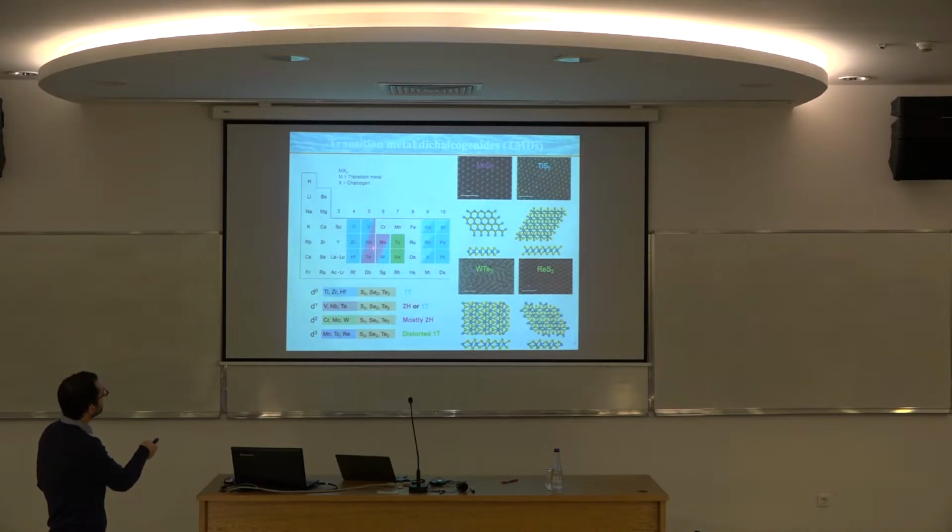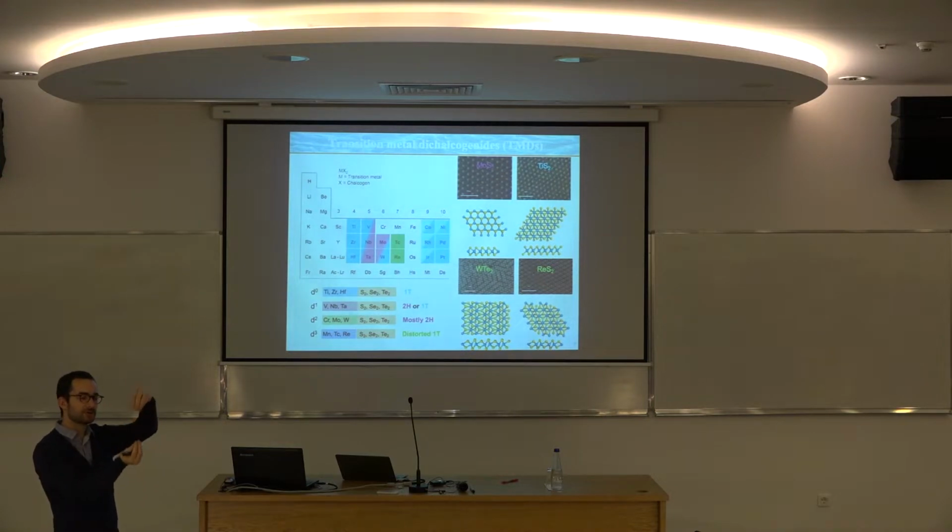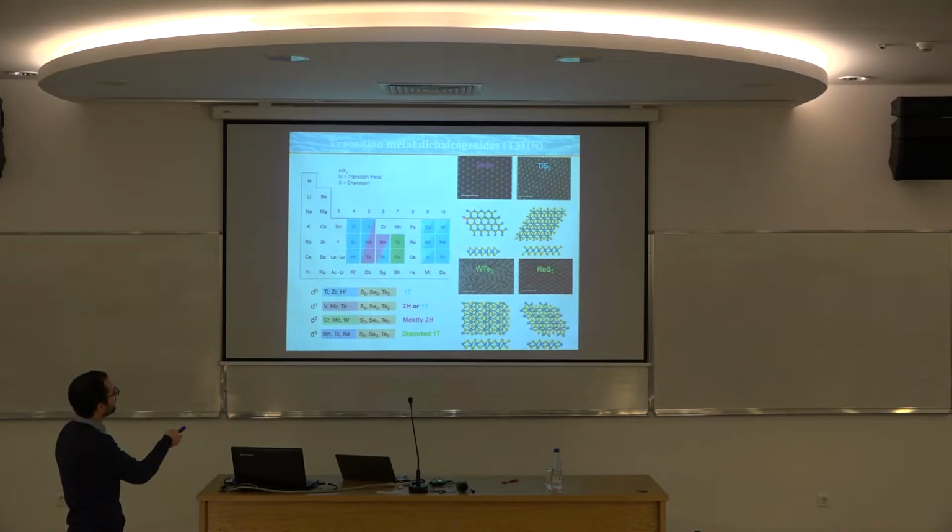The group 5 and 6 could be either 2H or 1T, or 1T prime, for example, for the tungsten or the molybdenum ditelluride. So this hexagonal pattern is here. The quality of the STM image is not so clear, but you can see some contrast here. I will show you better on the next slide, but you can see some contrast here that is coming from the sulfur, because now you have two sulfur on top of each other. So the contrast is twice larger compared to the 1T phase, where you have only one sulfur at each position.